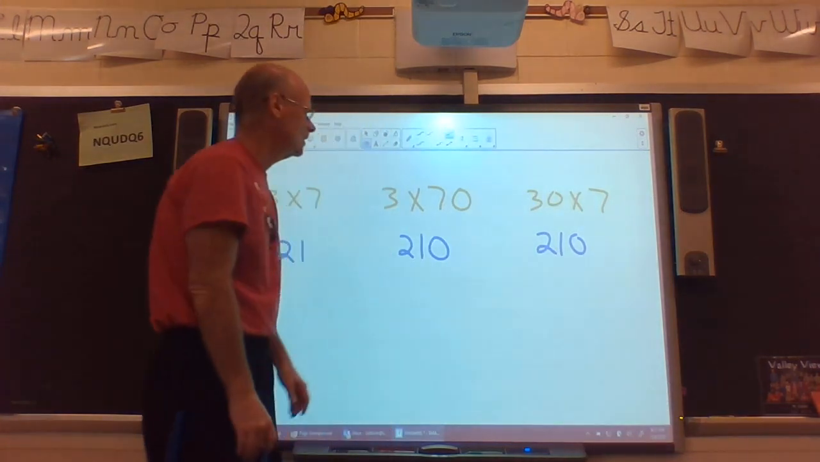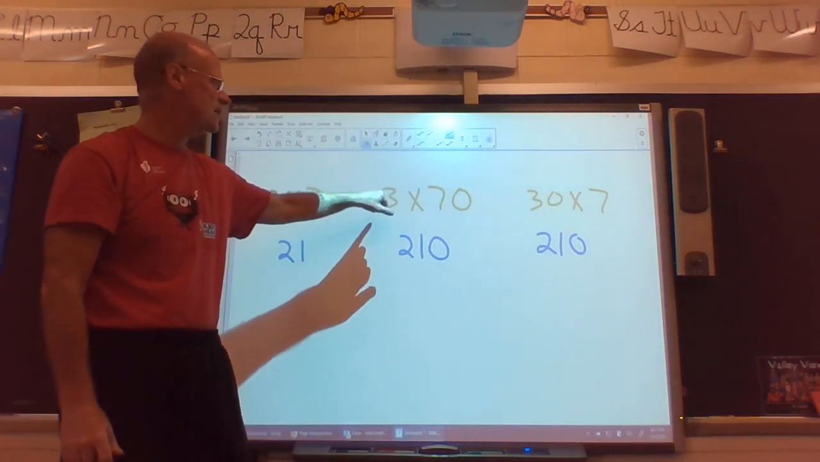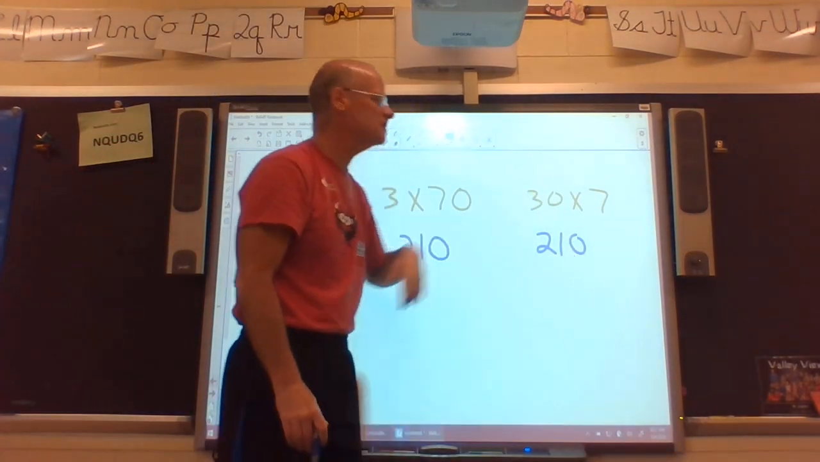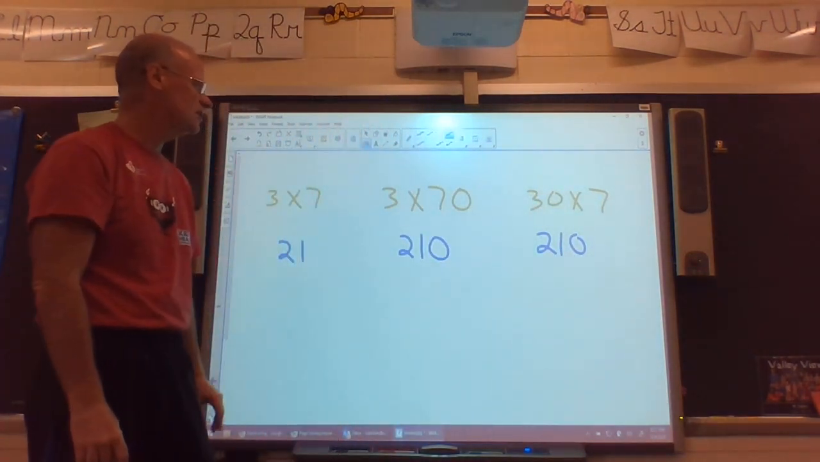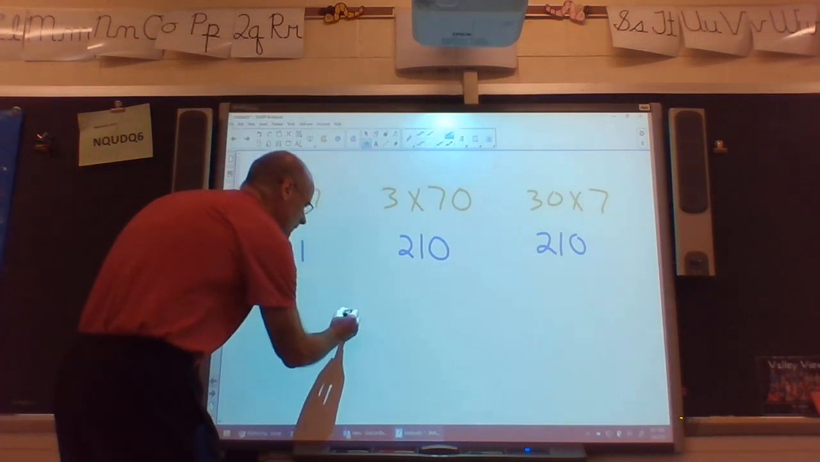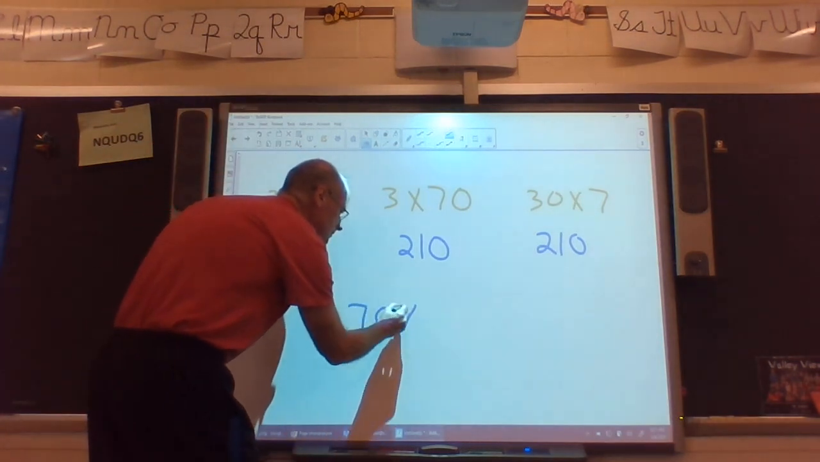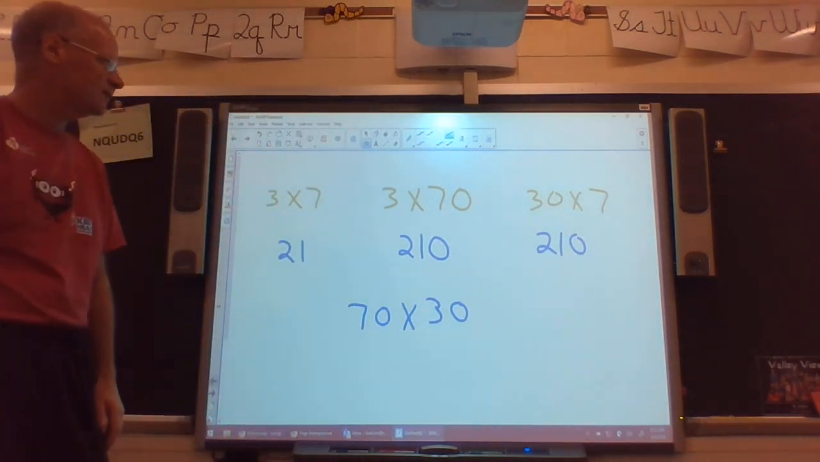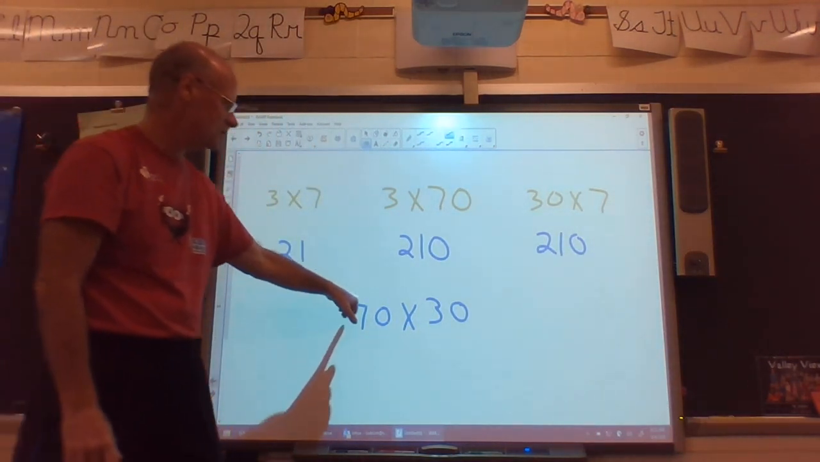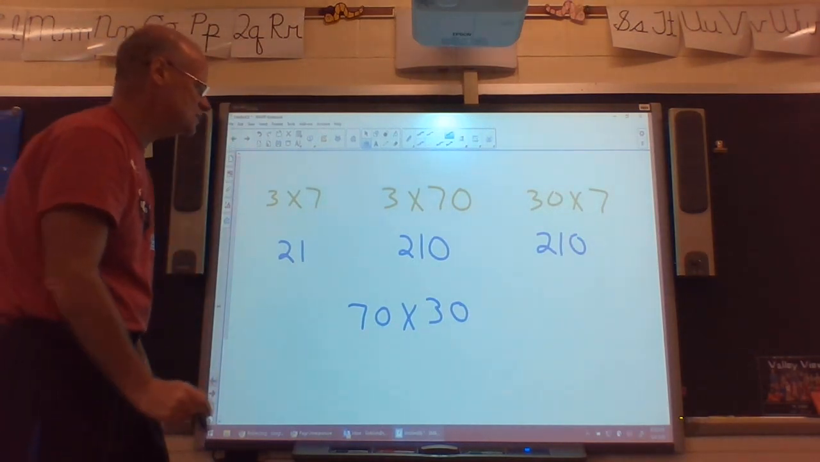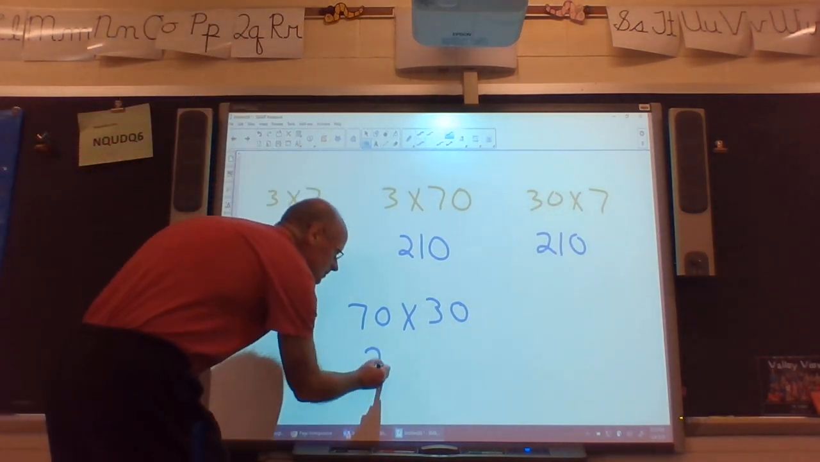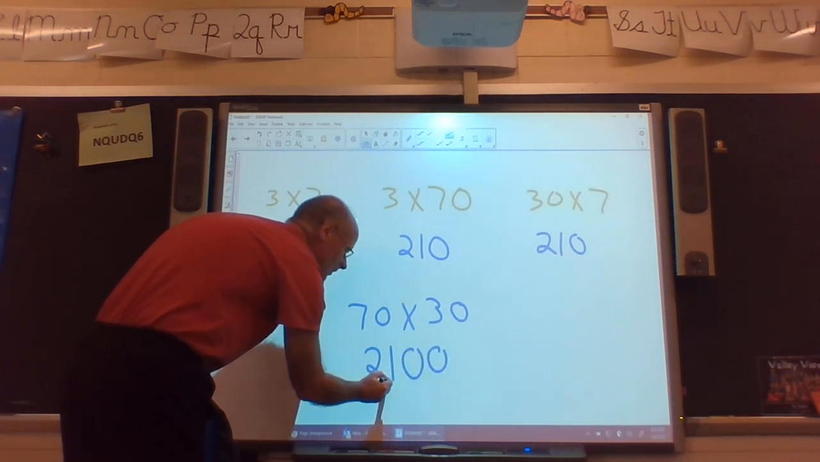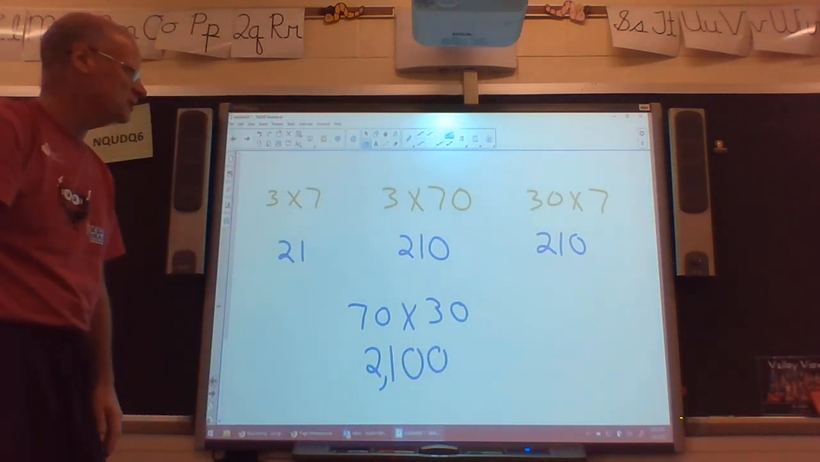again. Now, does this make sense to you that if I had 3 70s, it's the same as having 7 30s? Because both those have the same answer. Let's see if you can get this one. Now, if you remember back, do your front end multiplication. I have 7 times 3 is 21. And I can tack on my 2 zeros. And that would be my answer.